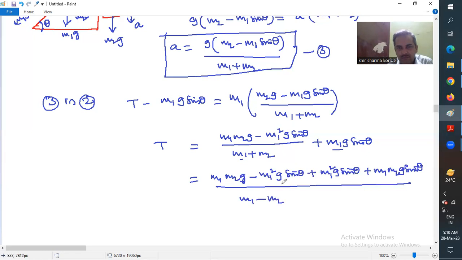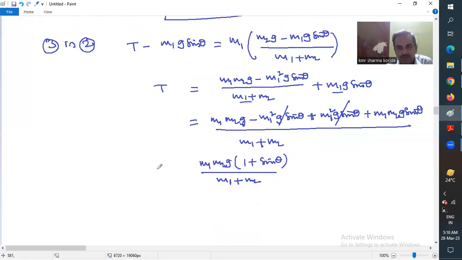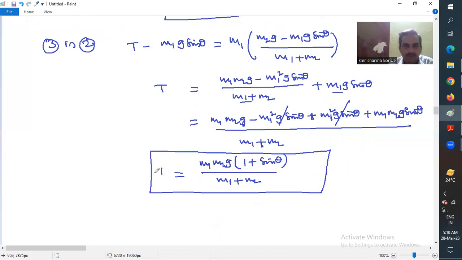So what you can cancel is these two quantities. Therefore you are left with, you can take out common m1 m2, even g also. So this is going to be m1 m2 g (1 plus sin theta) whole divided by m1 plus m2 is equal to tension. So this itself may be directly the question. Yeah, this is the equation of tension.